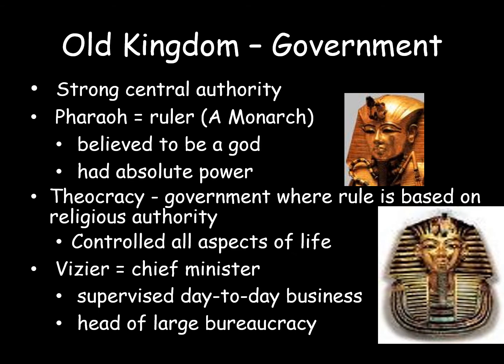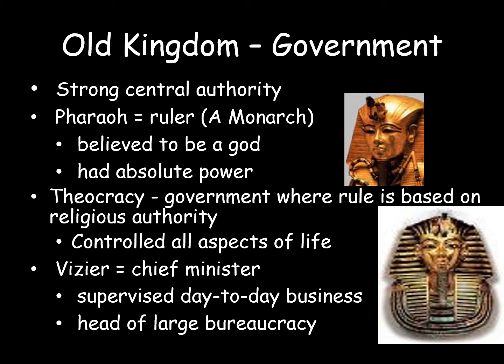So in the Old Kingdom, we have a strong central authority. The pharaoh is the ruler. He's a monarch. He's believed to be a god. He's actually believed to be the son of Re, and Re is the Egyptian god of the sun. So he is the sun god on earth. That's their belief. And because it is a theocracy, the rule is based on religious authority. So in this case, the pharaoh, the son of Re, had absolute power. He controlled all aspects of life.